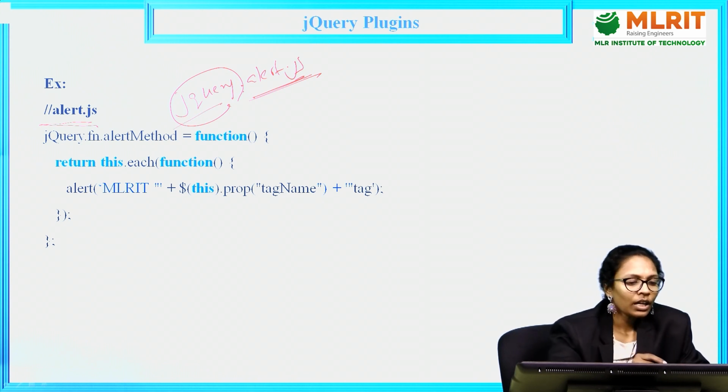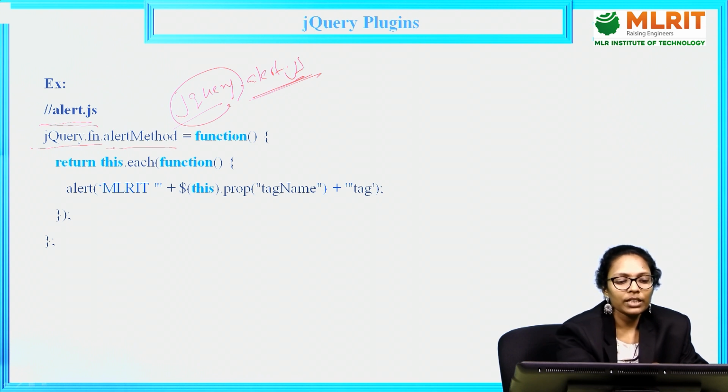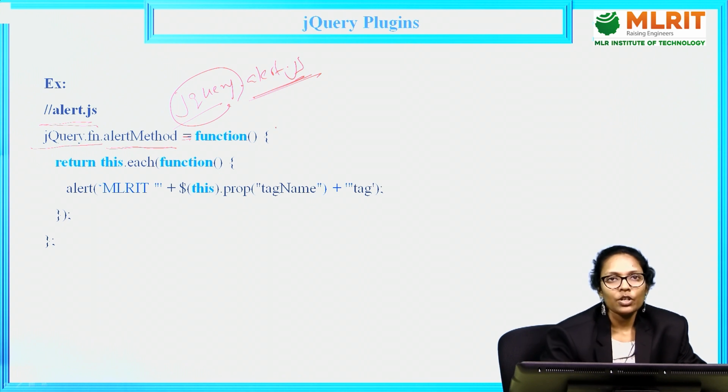So here, how are you creating it, what is the syntax? jQuery dot fn dot the method name, right? So what is the method name? I'm giving alert method. My method name is alert, method is equal to, I'm providing the method definition. So how do you provide the definition? Using the function keyword. So function, open the parenthesis, I'm writing this code.